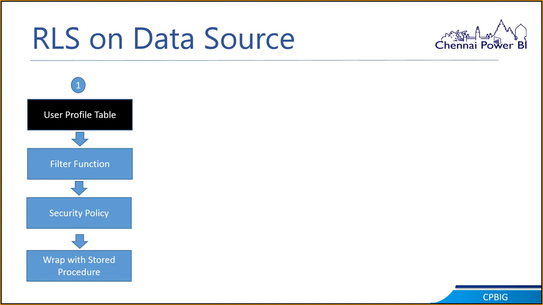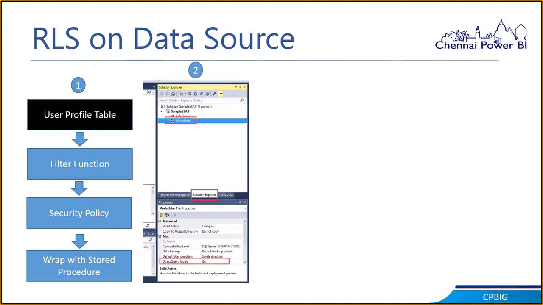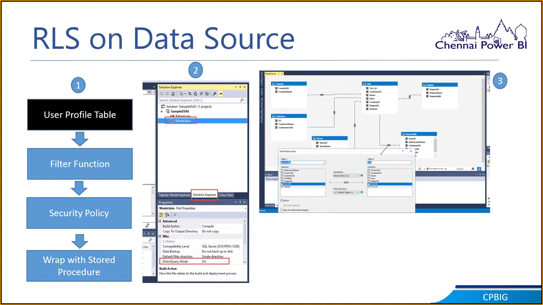Then you would create a filter function and then a security policy. You're going to tie up this filter function and security policy once you've created them, and then you would finally close it up with a stored procedure. This is optional, but it is good to always execute via the stored procedure whenever you're building the report or calling all of these data sets. In that way, you will have one point of control.